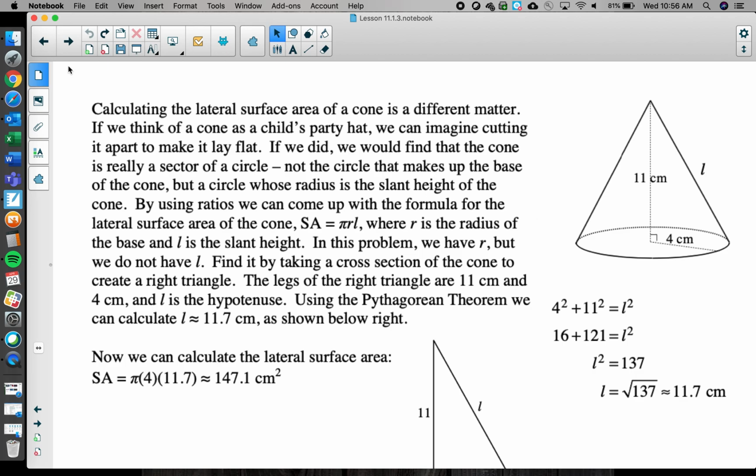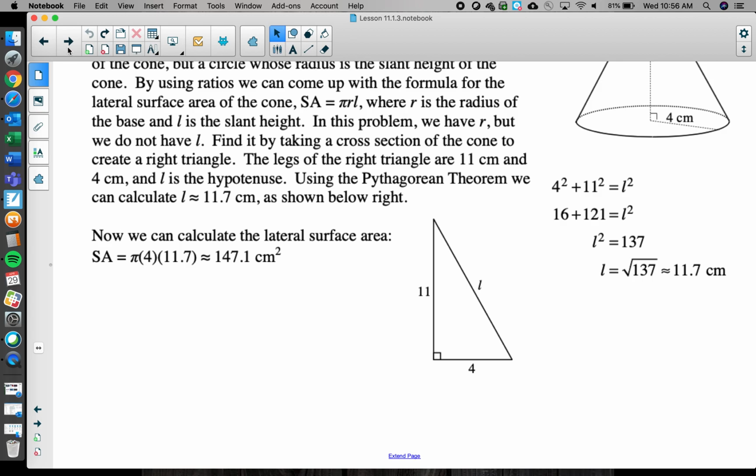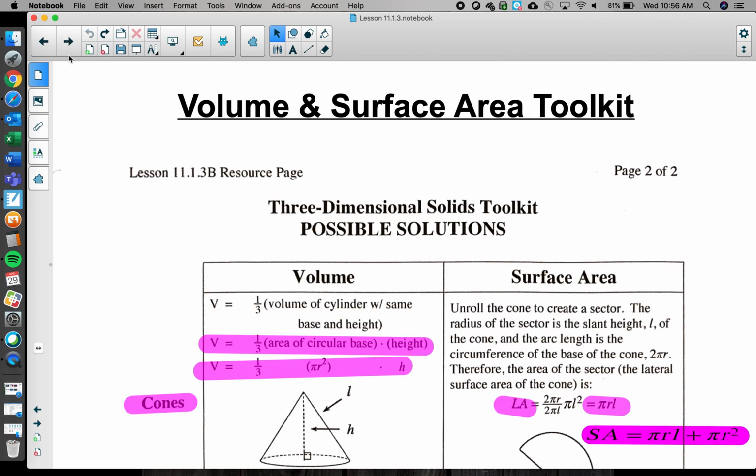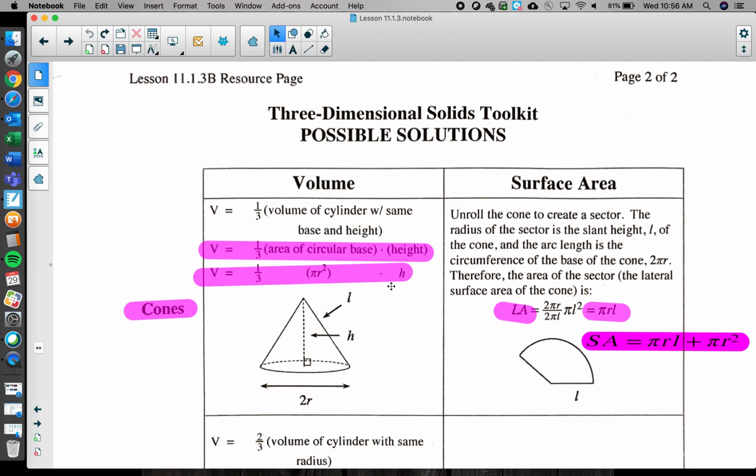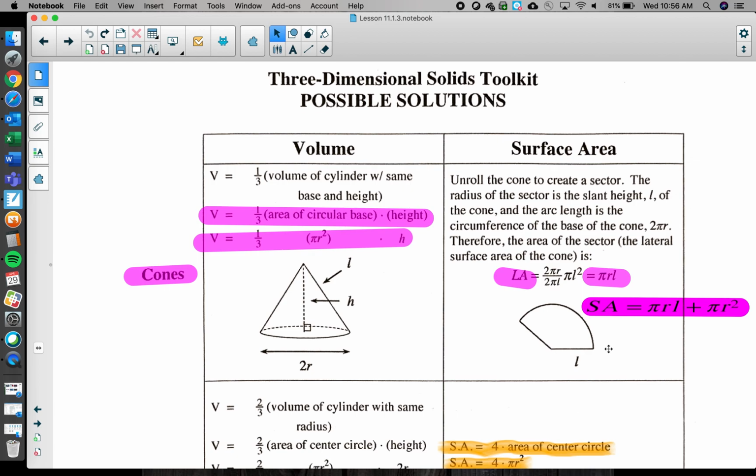Okay. So if we continue and we take a look at that, notice where we talk about cones, here's that 1/3 pi r squared, area of your base, times your height. That should be no surprise. And then here's what I was talking about with surface area. The lateral area, the actual cone part, is just pi times the radius times your slant height. But the surface area, if we add in the circular base, you got to add that pi r squared to it. Okay, so that's what we're adding to that to get the total surface area.